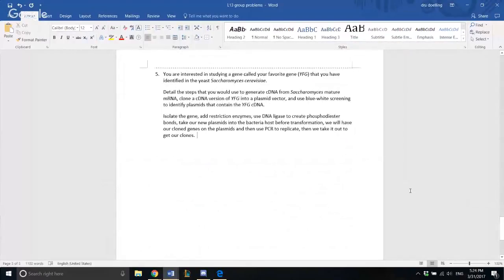Okay, so pretty much the detailed steps of how we generate the cDNA from the mature RNA and clone the mRNA. So we looked through the internet. It says that we isolate the gene, use restriction enzymes and DNA ligase to create phosphodiester bonds, and take our new plasmid into the bacterial host for transformation. We will have our cloned genes on the plasmid and then use PCR to replicate. And then we take it out to get our clones. So those are the basic steps, and that's pretty much about it.